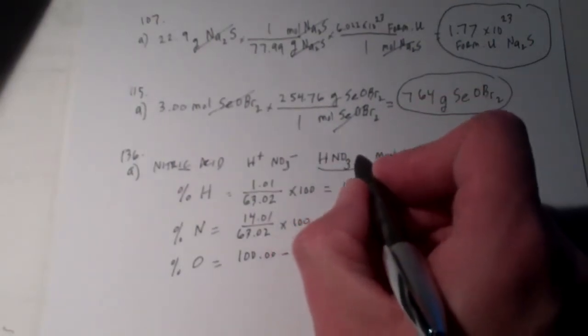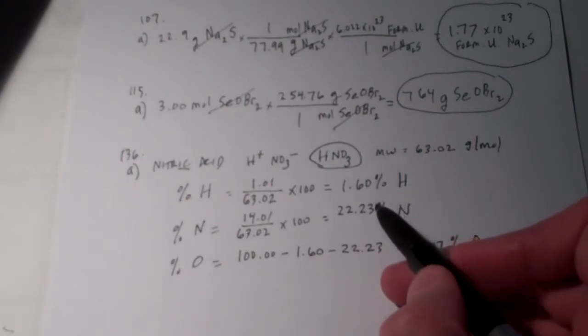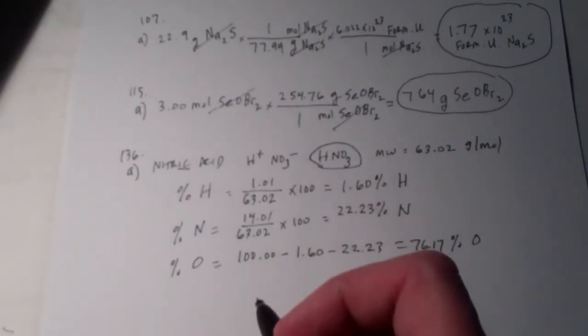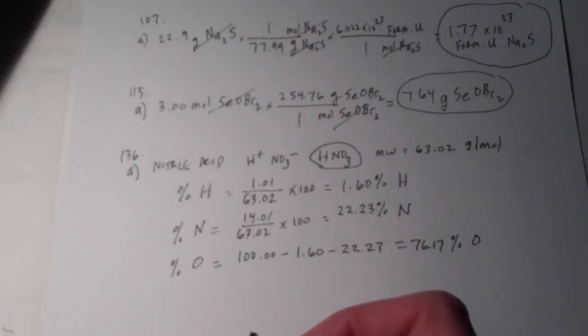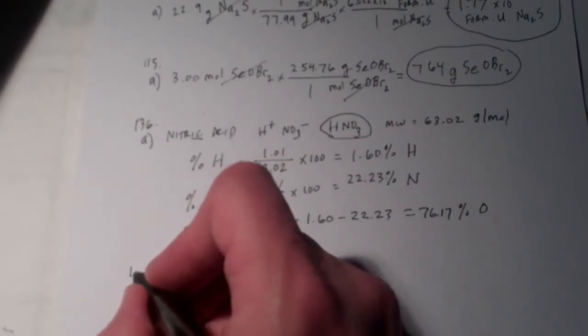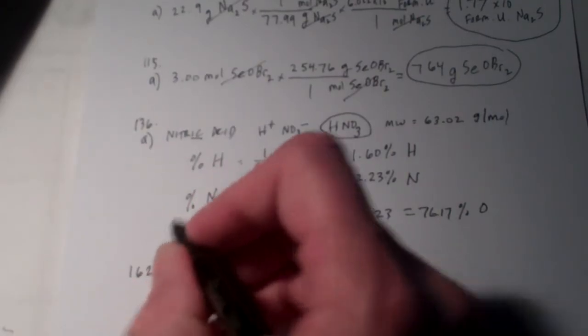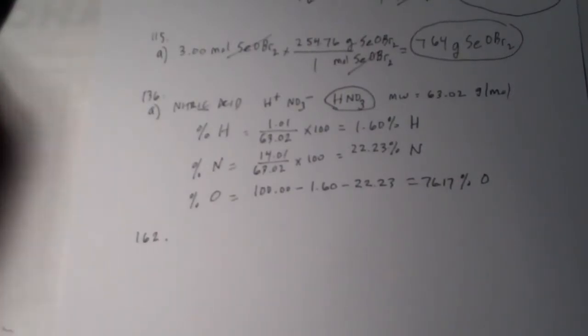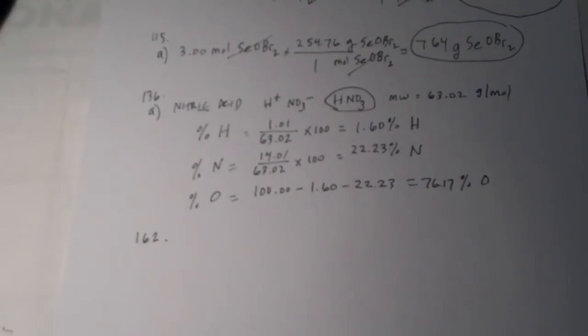Remember, first write the formula, and then you can find the percentage by weight of each element after you've found the molecular weight or formula weight if it's an ionic compound. Okay, next up is number 162. Now for number 162, we're going to find an empirical formula. So it talks about a compound called ninhydrin.